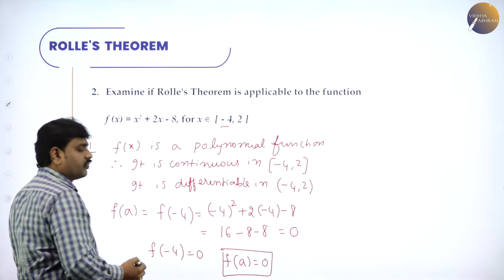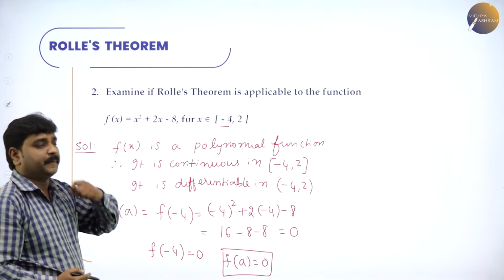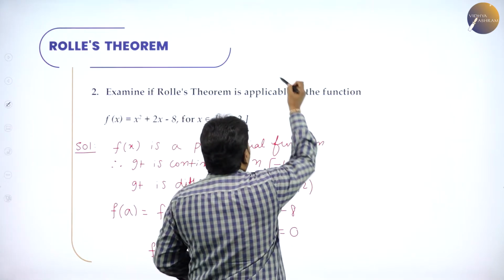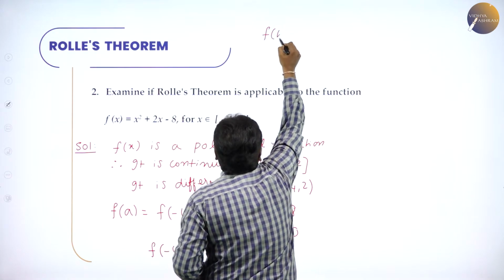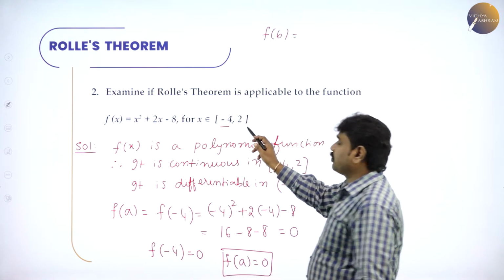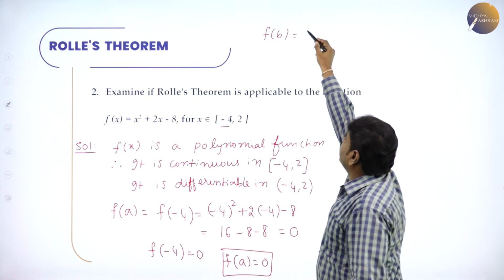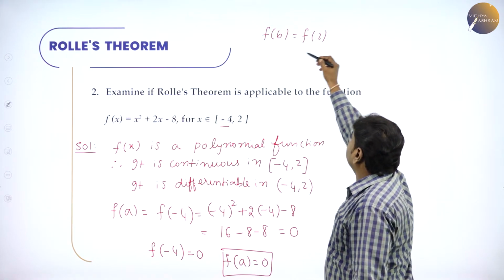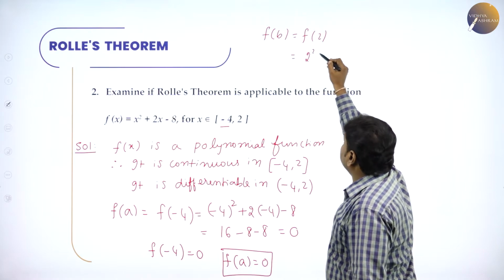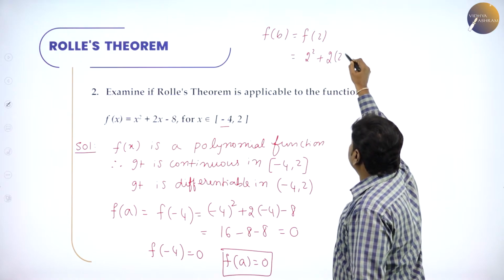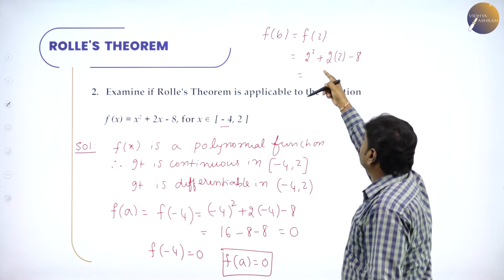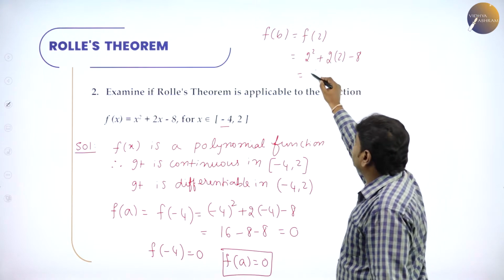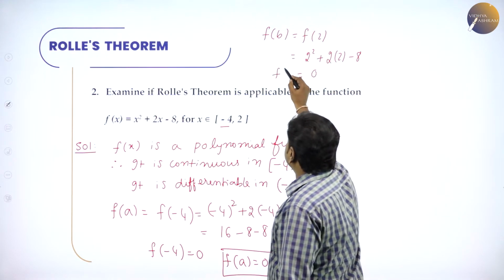Now we go for f of b. F of b means f of the upper limit. What is the upper limit? 2. So find f of 2. In the place of x put 2. You will get 2 square plus 2 into 2 minus 8. 2 square is 4, 4 plus 4 is 8, minus 8, 0. So you will get f of b also as 0.